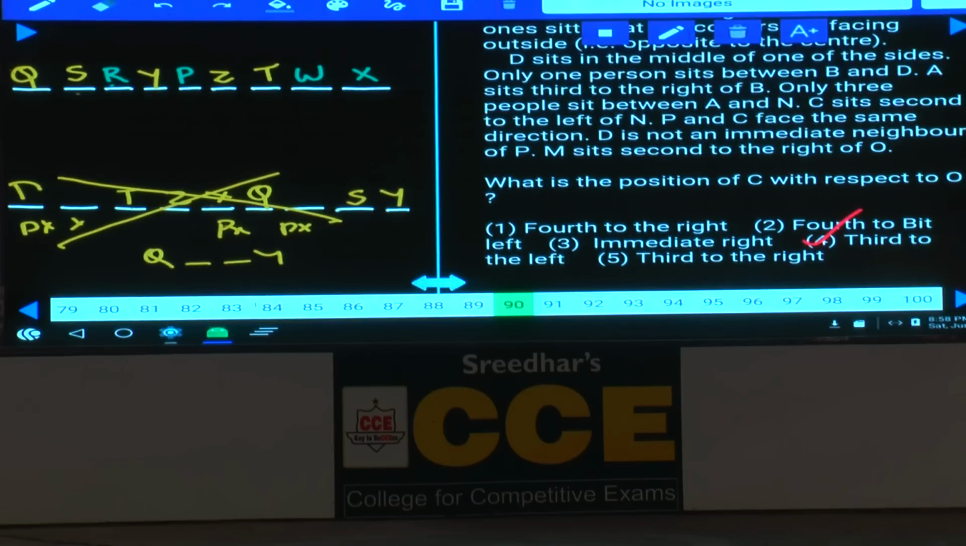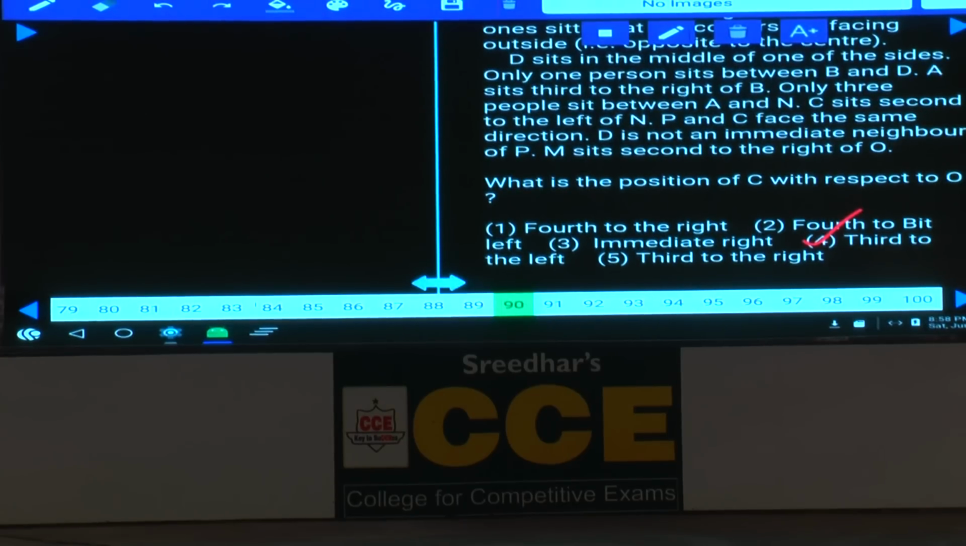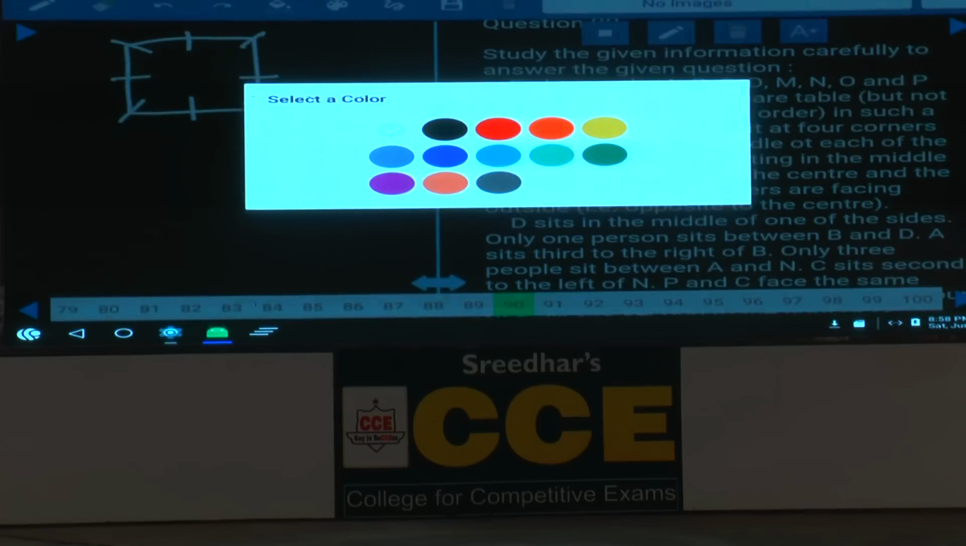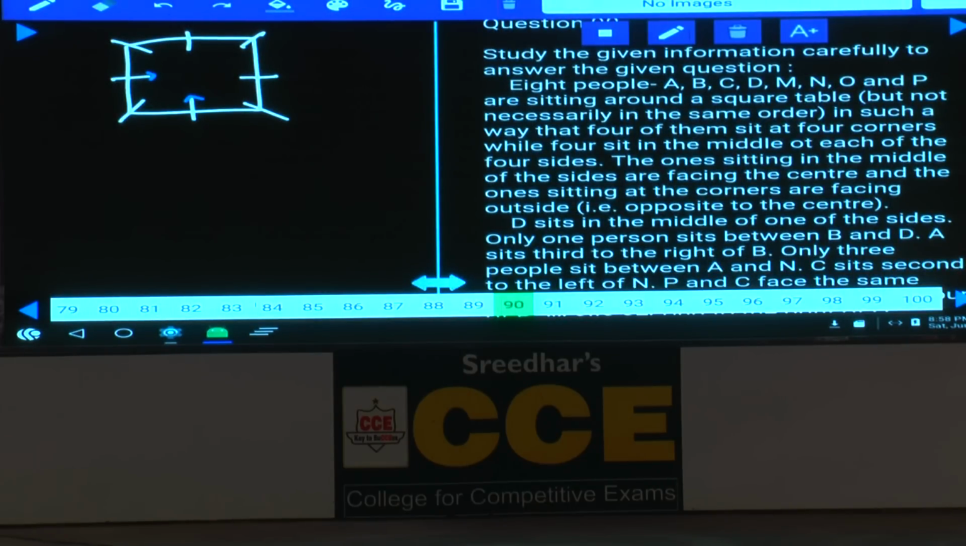Then question number 90 onwards, 90 to 94. Now in this 90 to 94, this is based on seating arrangement, square table. 8 people A, B, C, D, M, N, O, P are seated around a square table, 4 at the center and 4 at the corners. The ones sitting at the middle of the sides are facing the center, and the other persons are facing away from the center. Middle of the sides are facing the center and ends are away from the center.